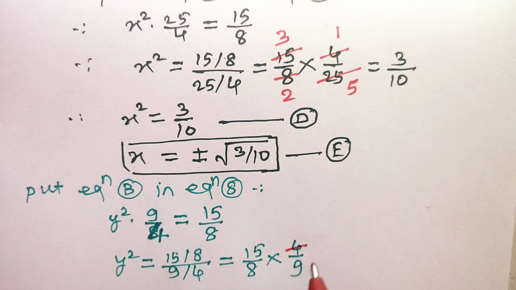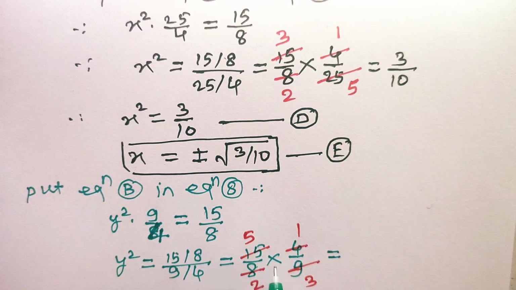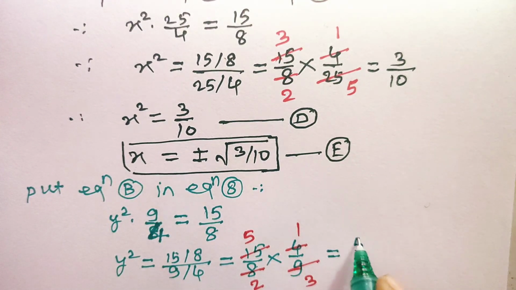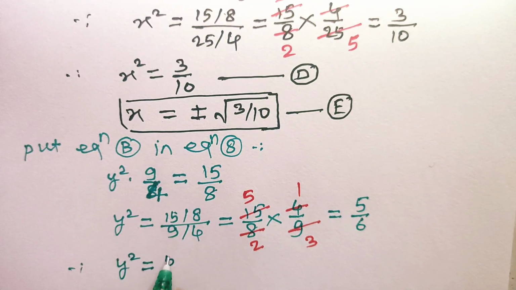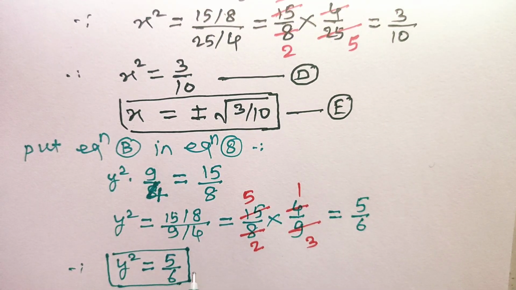Divide this 4 by 4, which gives 1. Divide this 8 by 4, which gives 2. 15 by 3, which gives 5. Divide this 9 by 3, which gives 3. Hence 5 into 1 is 5. 2 into 3 is 6. Hence y square is equal to 5 upon 6. Consider this is equation number F.